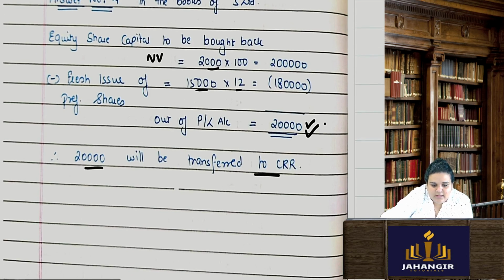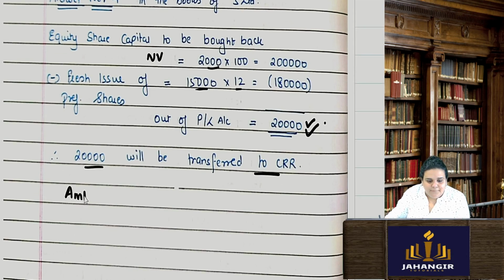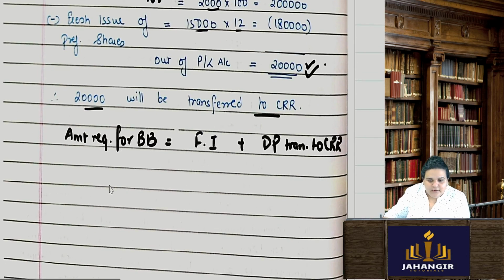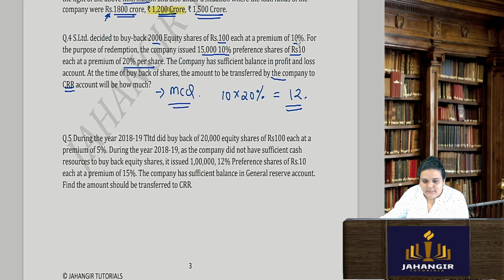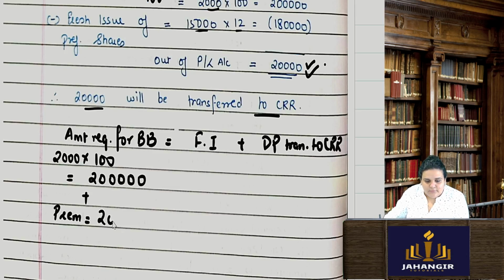This is the same thing like how I used to write now. Amount required for buyback is nothing but equal to fresh issue plus DP transferred to CRR. Okay? Amount required for buyback is nothing but 2000 into 100, which is 2 lakhs, plus there is a premium on buyback. Premium on buyback is 10%, no? So 20,000.